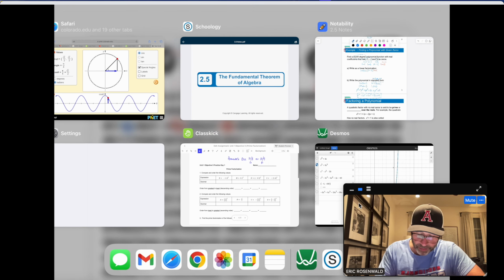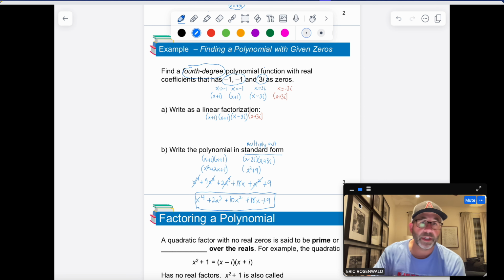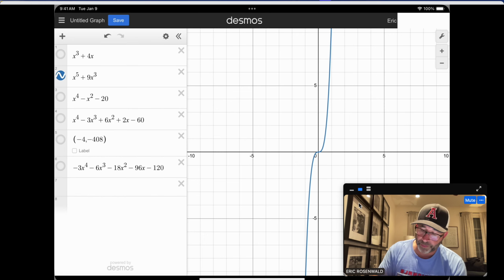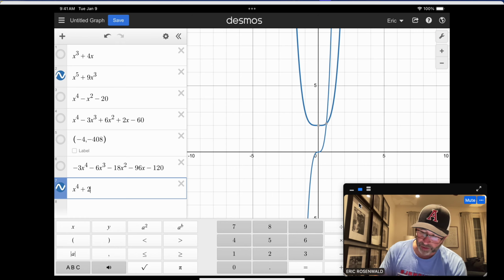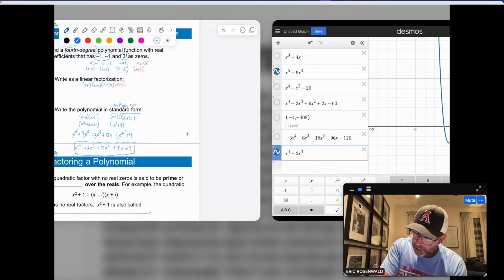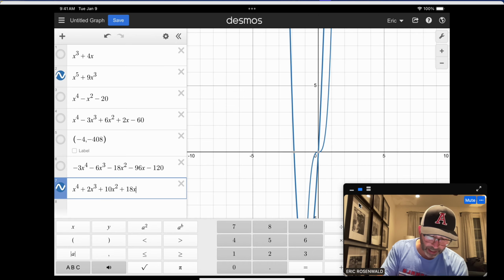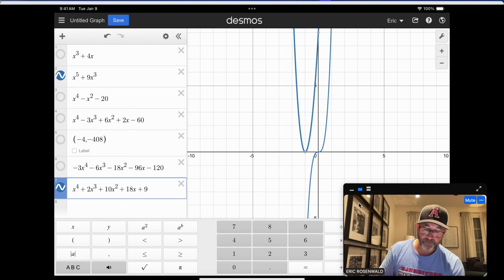Okay. Can't remember if I graphed that or not. I did not. But if we graphed it, you would see that we have a turning 0 at -1, and then that would be it. That would literally be the entire answer there. So let's sort it in, just for the heck of it. x to the fourth plus 2x cubed. So x raised to the fourth plus 2x raised to the third. What's the next part there? Plus 10x squared plus 18x. And then plus 9. All right.